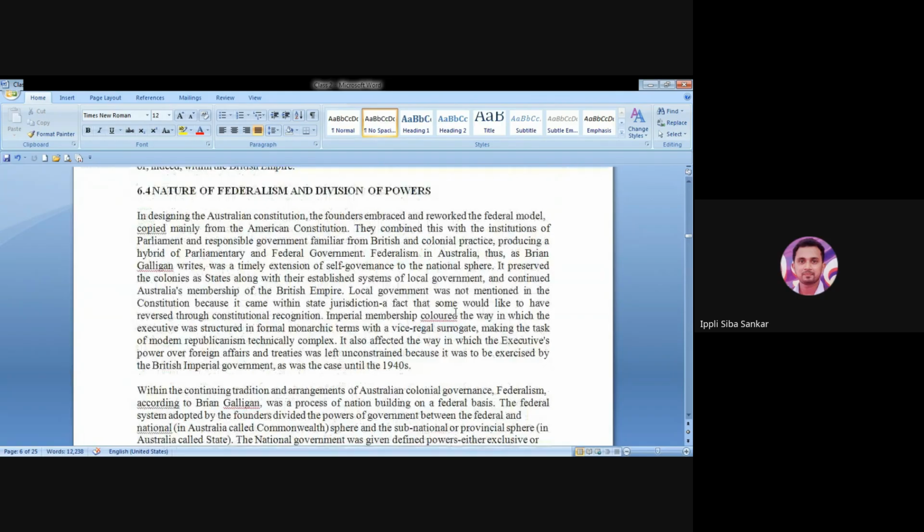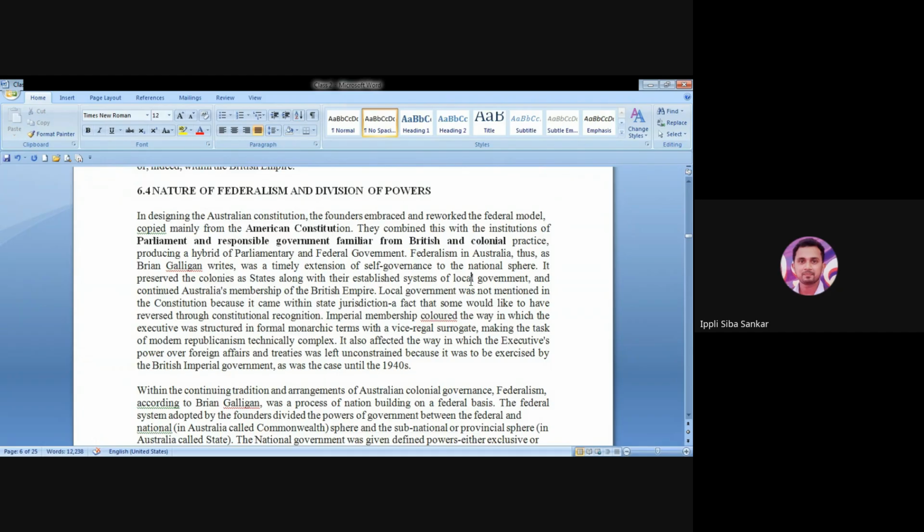Nature of federalism and division of power. In designing the Australian Constitution, the founders embraced the federal model, copied mainly from the American Constitution. The compromise was the institutions of parliament and responsible government familiar to the British. Somehow it is influenced by the American system as well as by the British colonial practice, producing a hybrid of parliamentary and federal government.